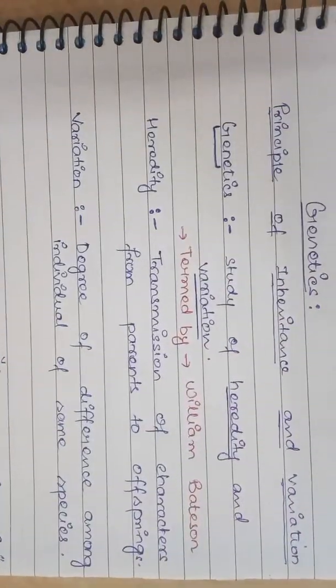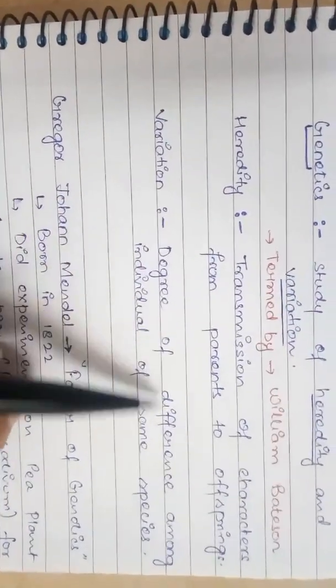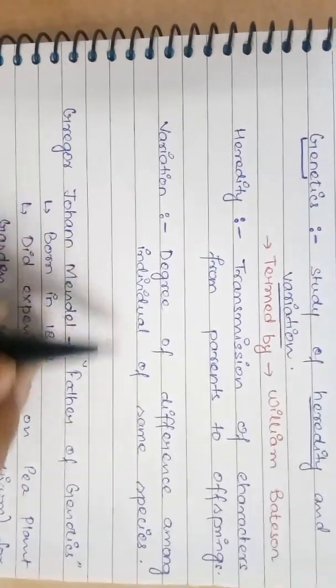And then comes the term variation. So this is called variation. Variation is nothing but the differences which you find between you and your sibling. Though both have the same parents, there are still a few differences. Now let us see the definition of variation. Variation is the degree of differences among individuals of the same species.